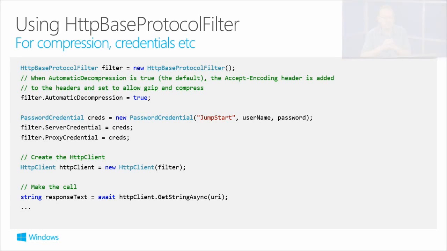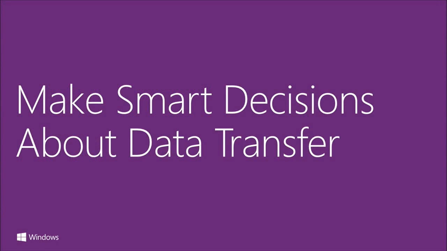Putting credentials onto it as well. Here's a password credential object. You can set that and put that onto the server credential or proxy credential properties of your HTTP base protocol filter object. And then, to use it, when you new up your HTTP client, just pop that into the constructor. And away you go. And this all ties into this subject of making smart decisions about data transfer.